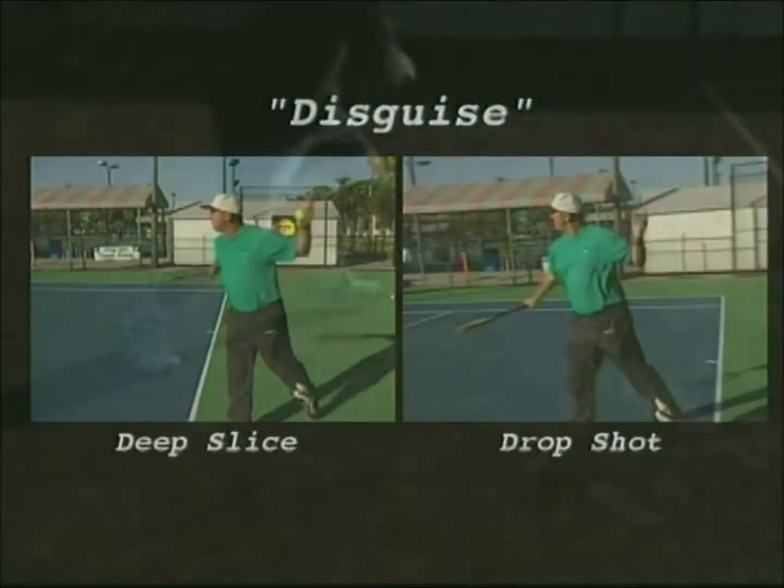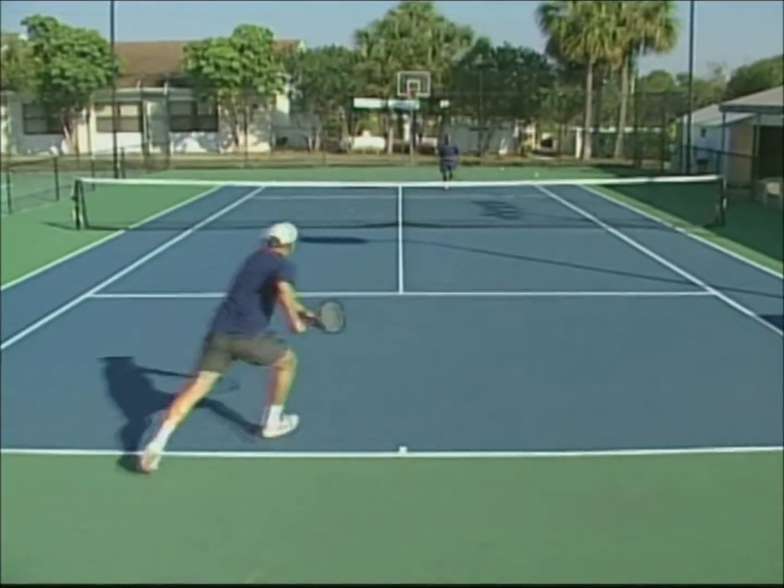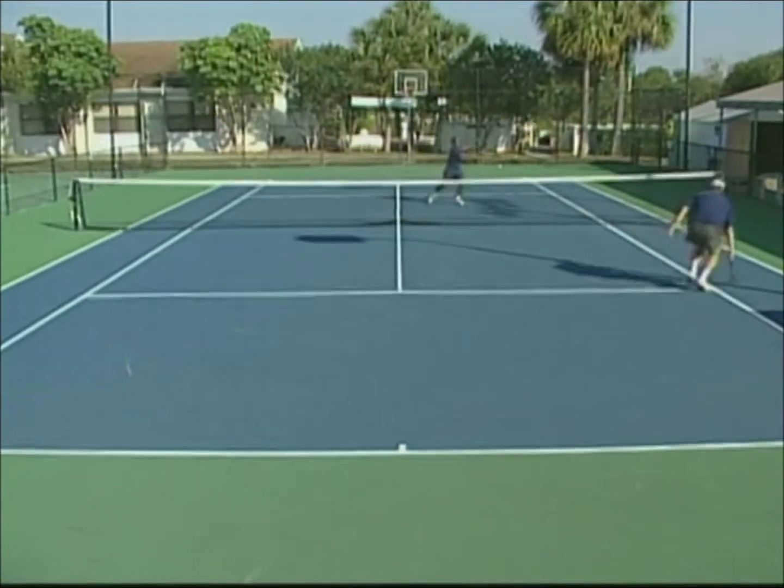Developing the art of disguise in your game and paying attention to how your opponent positions in the court will allow you to effectively attack both deep and short throughout the match.